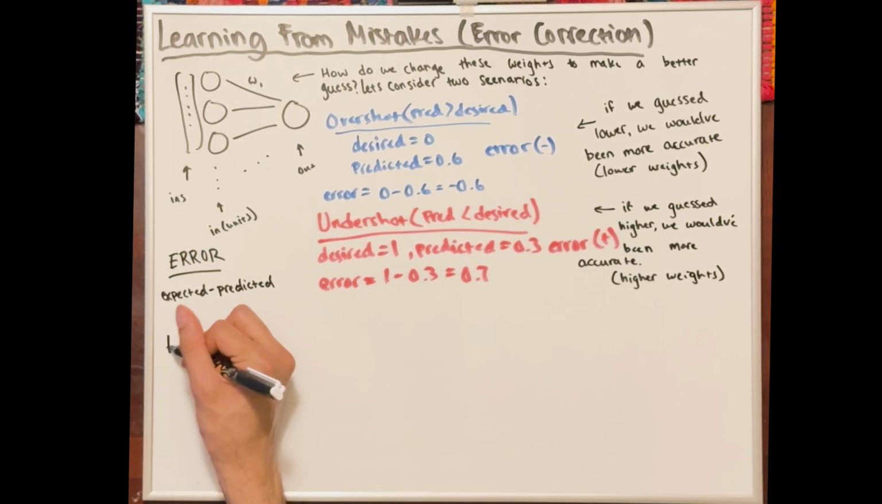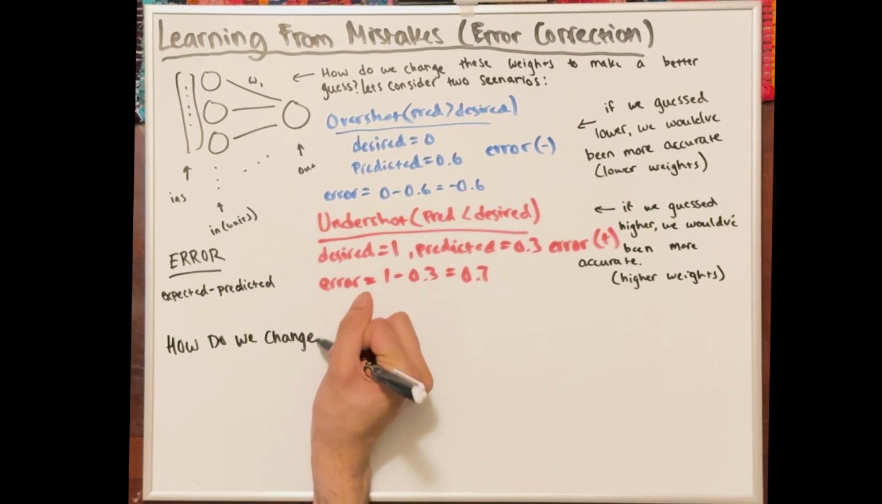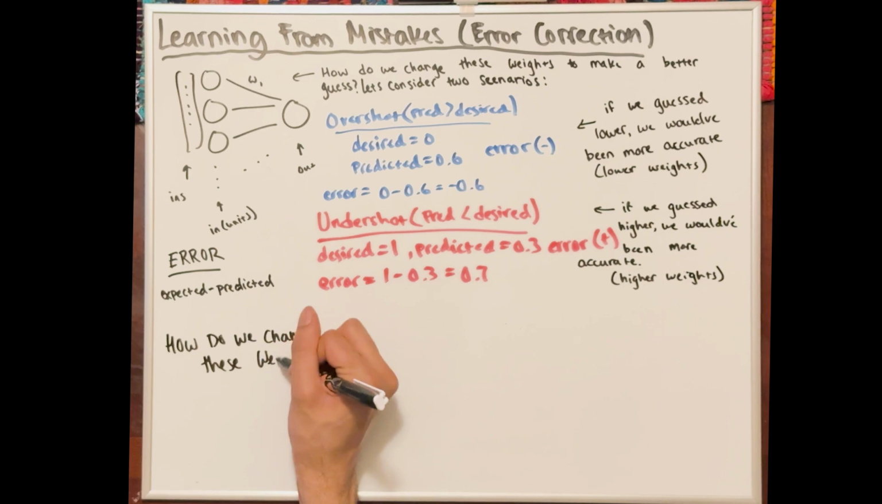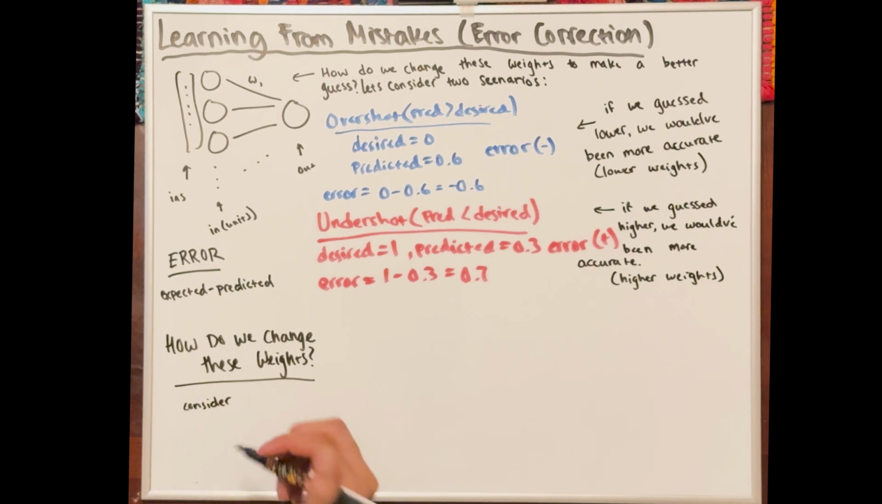But this introduces another question. How much should we move those weights? We don't want to just consider how wrong we are, but we also want to consider how much influence each weight has on the output. If our weight is not affecting the output, why change it?